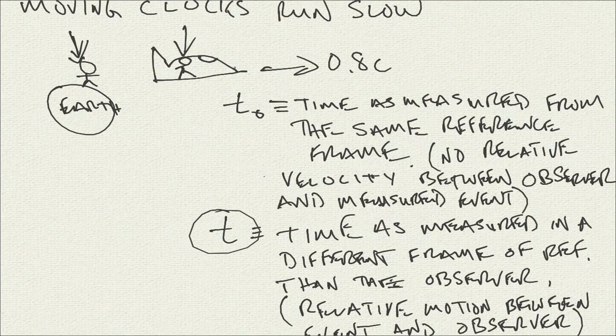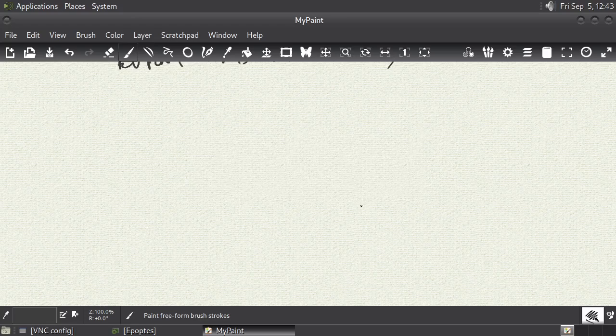We don't say that the spaceship is moving. After all, you could say that the spaceship is not moving and that the Earth is zooming by at 0.8c. Remember, we talked about this before. There's no difference in those two scenarios.